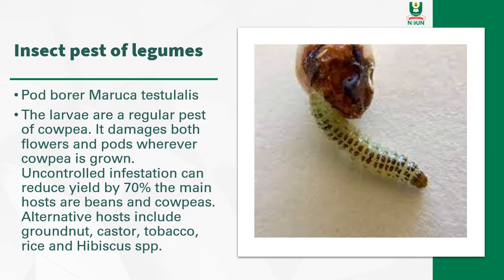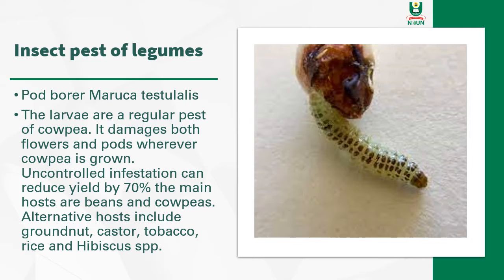Now we'll be talking about the insect pests of legumes. In the previous lecture, we spoke extensively on insect pests of cereals. There are many of them, but I just selected a few. So also in this topic, because of our time constraint, we'll be talking about a few of the insect pests of legumes. And the first insect pest we'll be talking about here is the pod borer, also known as Maruca vitrata.